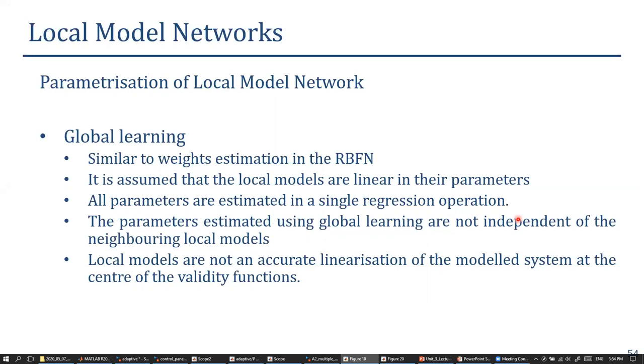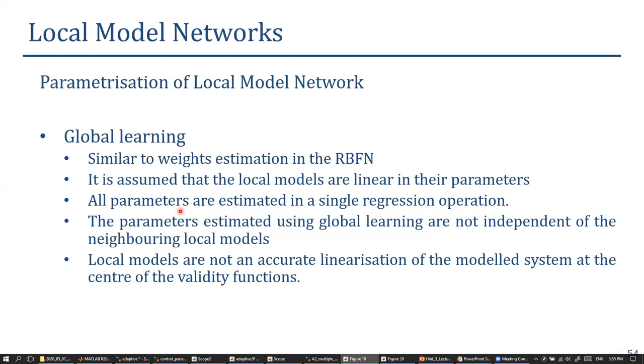So now two ways of finding the local model parameters exist. One is global learning, which means that all the parameters of the local models are found at the same time, right? Of course, it's assumed that they are linear in parameters, and they are all estimated at the same time in a single regression run, which is nice because it doesn't take long. But then the parameters using this kind of learning are not really independent of each other, right? They're kind of grown together, they're not really separable. And if they are not really separable, that means that they're not really an accurate linearization.